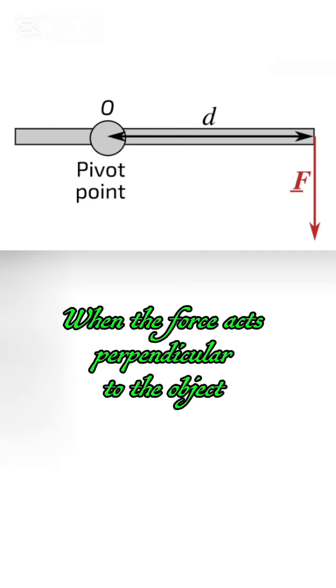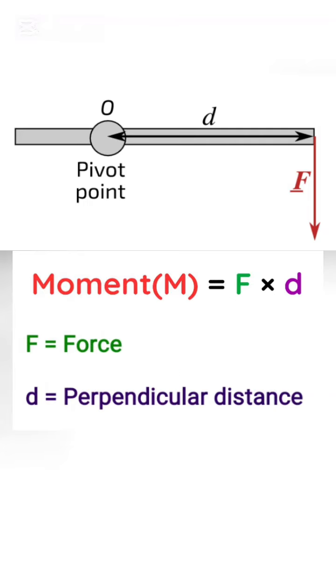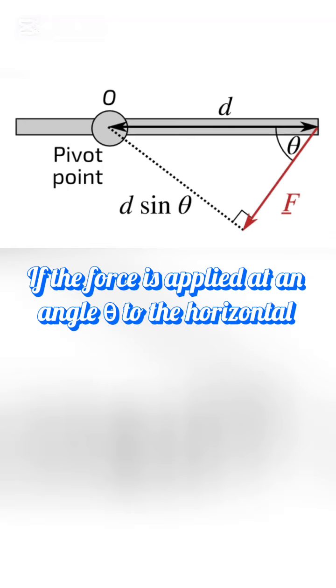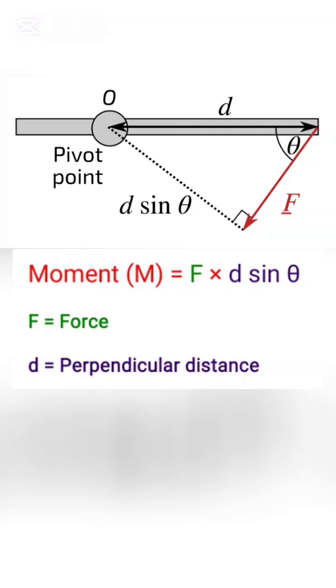When the force acts perpendicular to the object, moment M is equal to force times perpendicular distance. That is, M = F × d. If the force is applied at an angle theta to the horizontal, M = F × d × sine theta. Let's take an example.